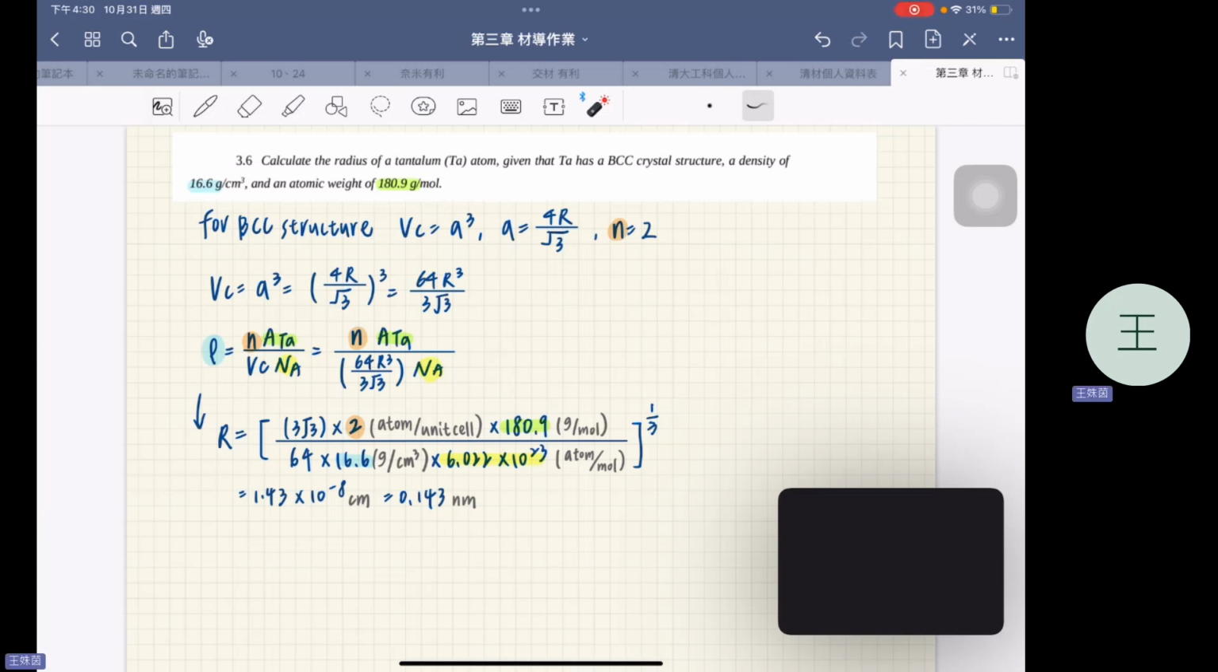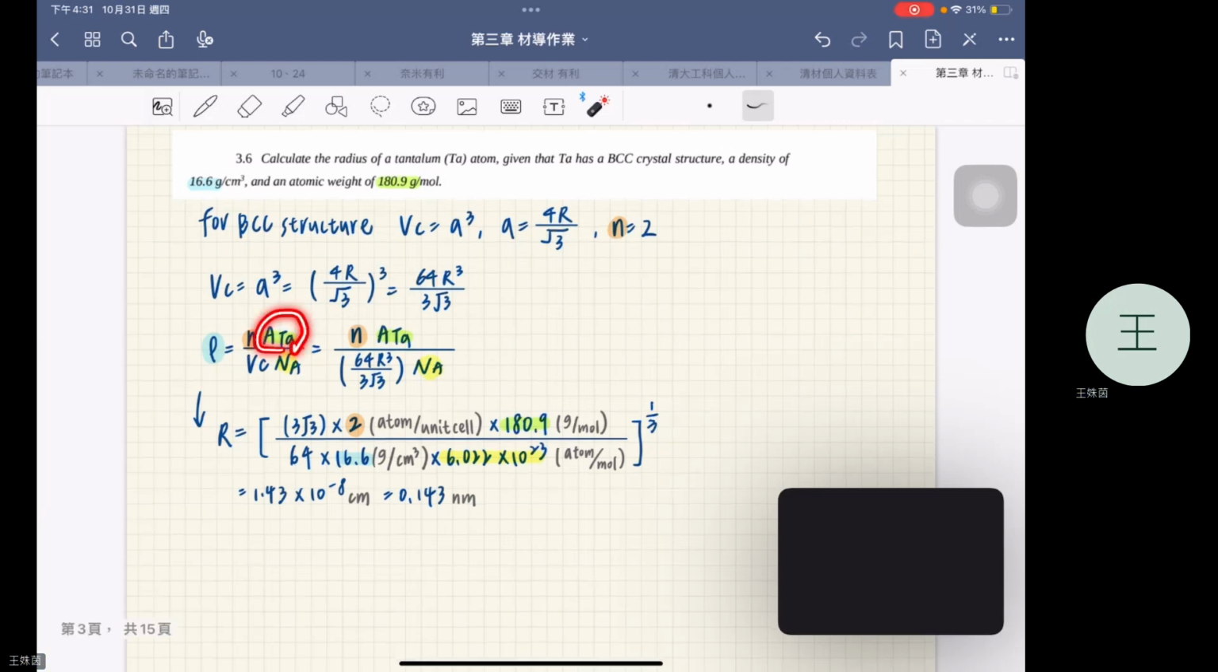Okay, so first we want to use R to symbolize the volume of the cubic. So we replace A using this and put it inside and do the cubic, and we can get the answer of this. And then we want to calculate the density. So first we use N, which is how many atoms inside this unit cell, times the atomic weight of the element and divided by the volume and also the Avogadro number.